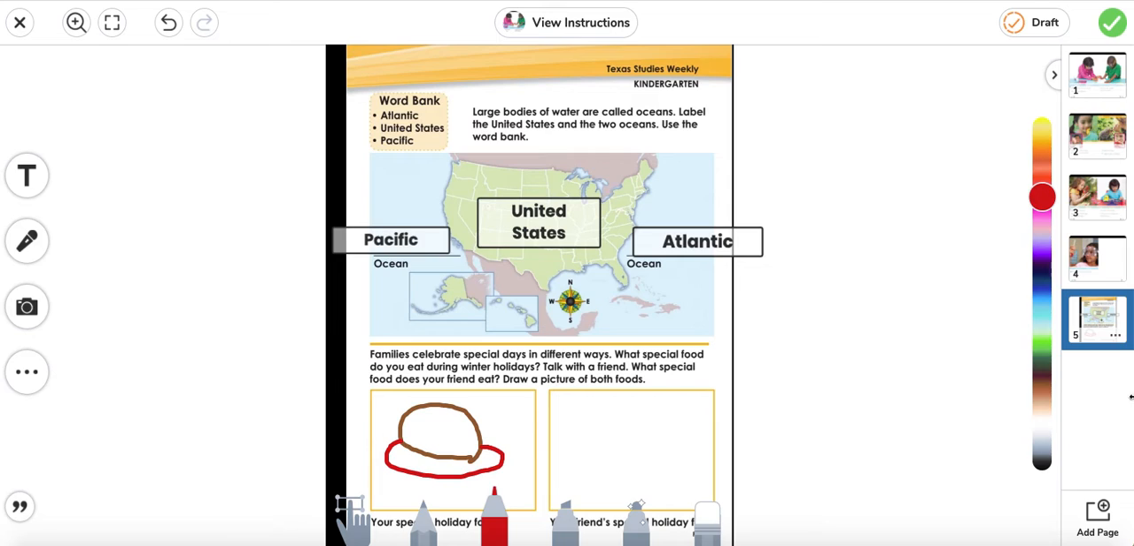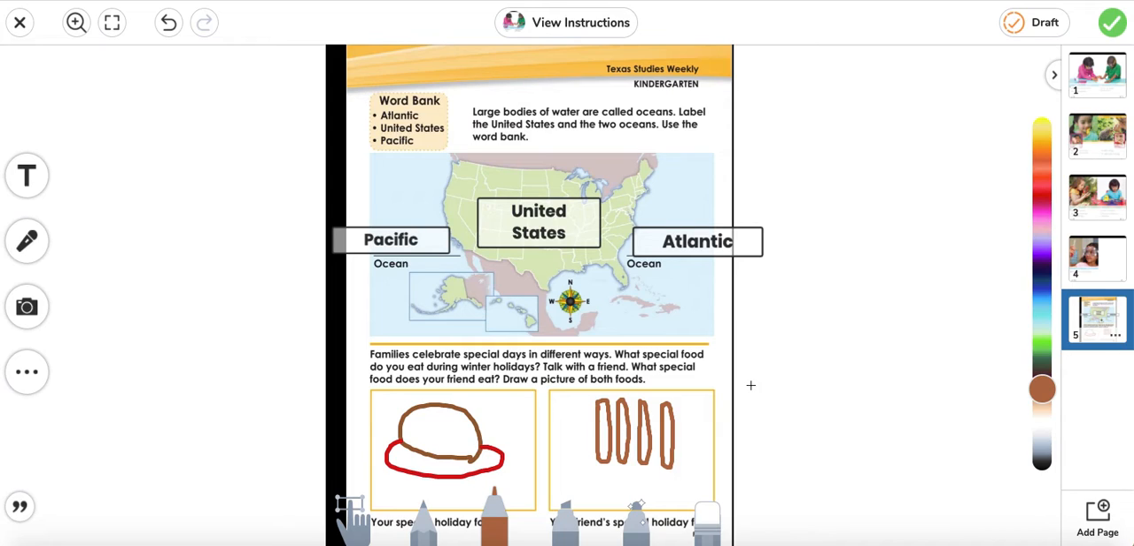Some of my friends, what they do is they eat tamales for Thanksgiving. So I'm going to draw some tamales here. And there's different types of tamales. They have bean tamales, they have pork tamales, they have cheese tamales, chicken. And so there's some tamales.